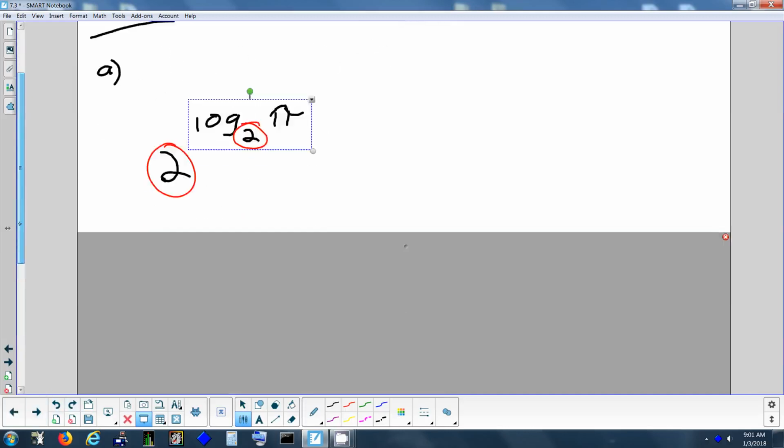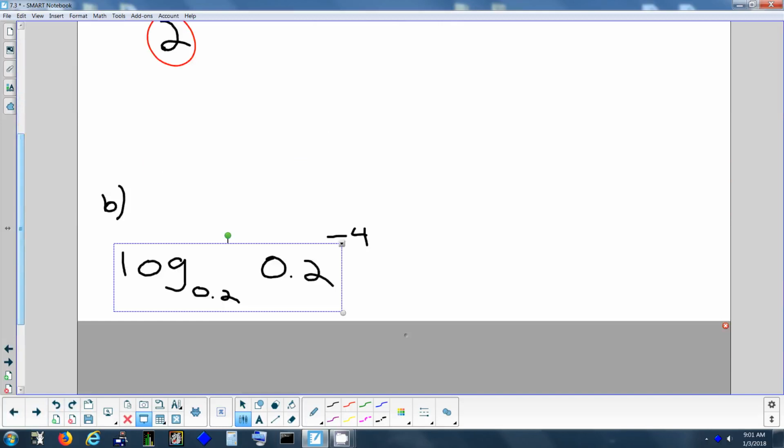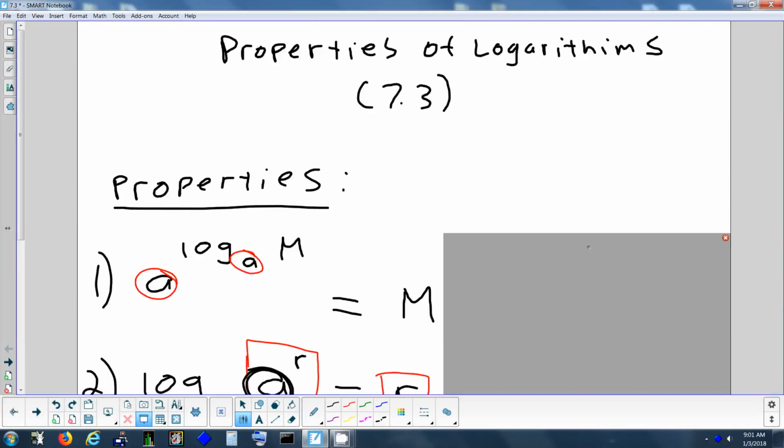So that would look something like this one. You have a log. That base matches that base. Because they do, they cancel out. And the answer is whatever doesn't cancel out. And again, we'll go through and do that in a second.